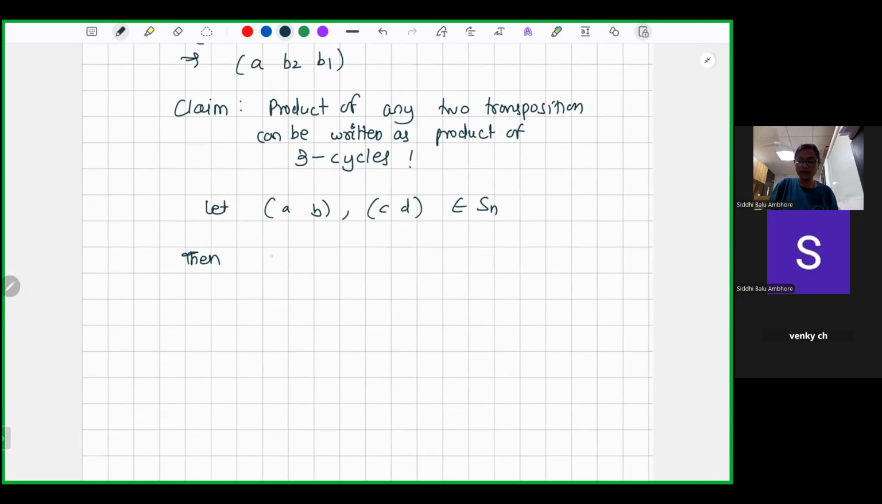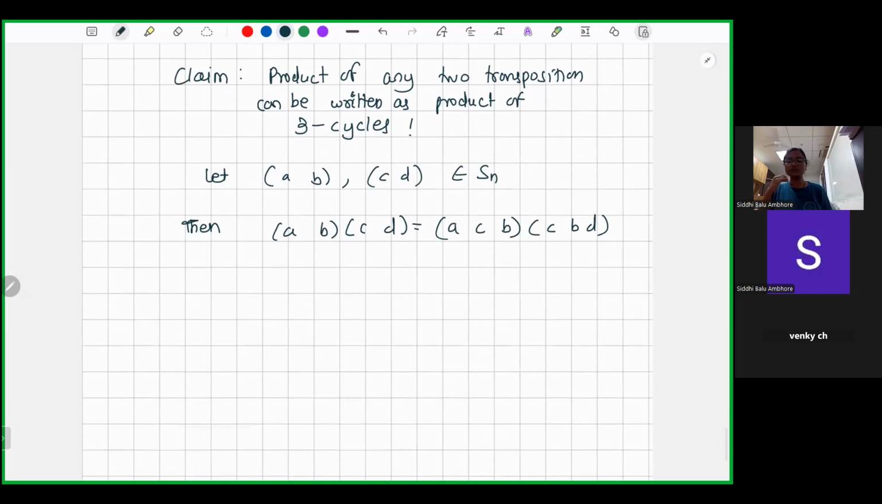Then what we can do is, we can write this. We claim that this is equal to this: (A C B) and (C B D). This is the claim which we have.